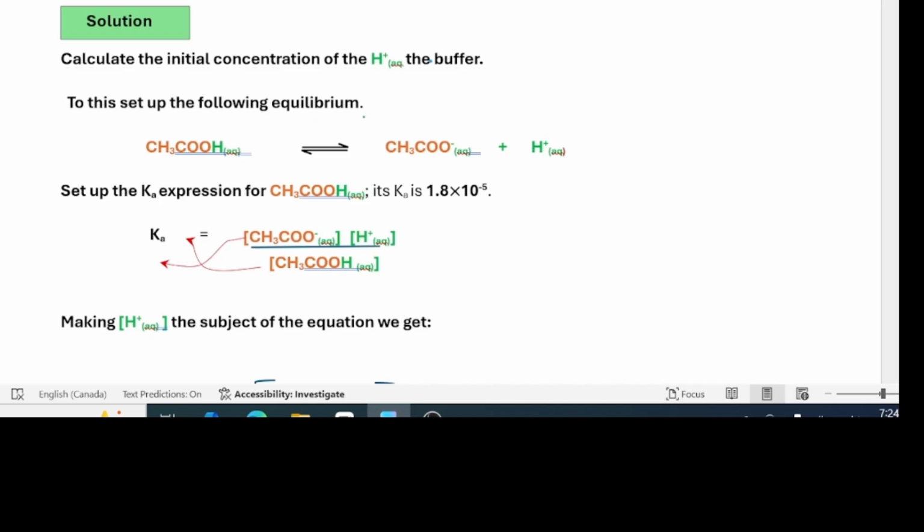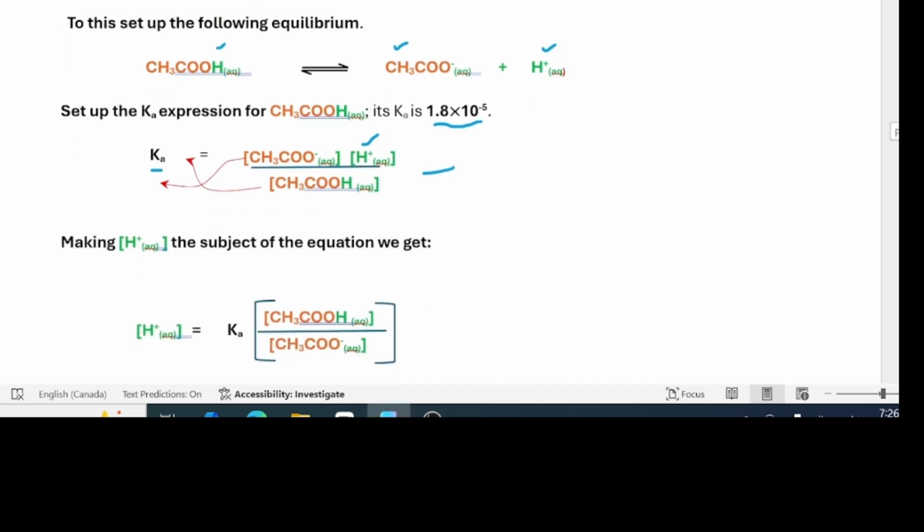This is the equilibrium that exists between acetic acid, ethanoate ions, and hydrogen ions. The Ka value for ethanoic acid is 1.8 times 10 to the negative 5. Its Ka expression is the concentration of these two ions over the concentration of these molecules at equilibrium, and is written as such. We now want to make the concentration of the hydrogen ions the subject of the equation.